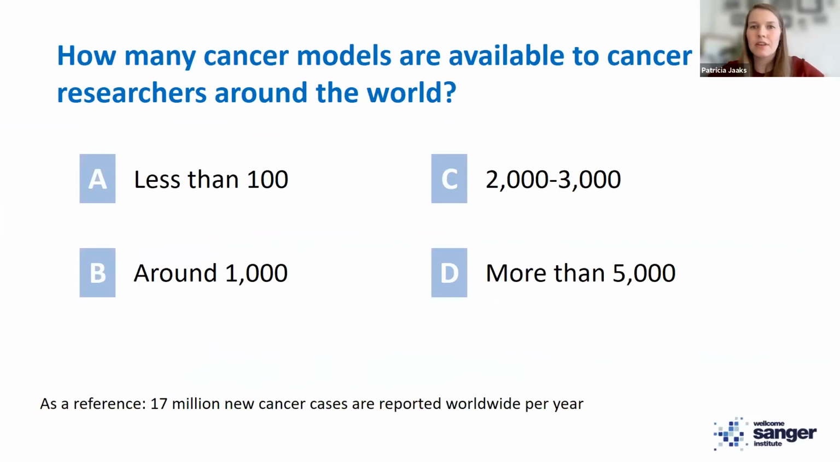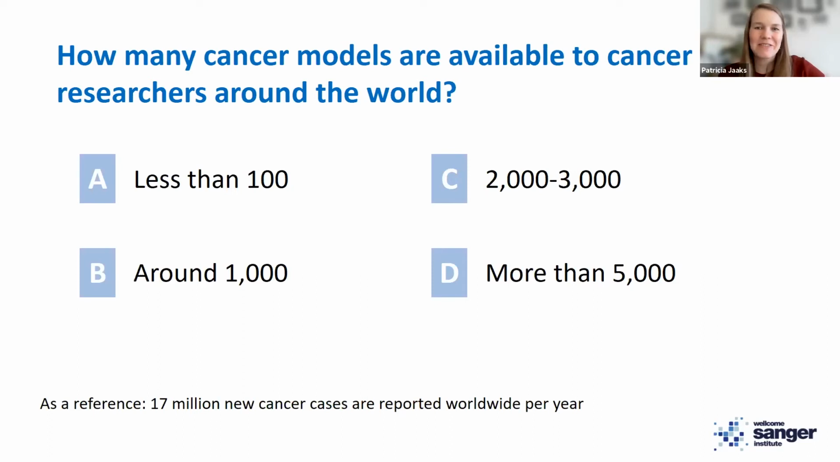And with that, I'd like to ping a question back to you straight away: how many cancer models do you think are available to cancer researchers around the world? As a reference, we have roughly 17 million new cancer cases every year. But you can see already from the answers, we don't have as many cancer models. So what do you think, how many do we have available roughly? It's very split across all four groups. It's constantly changing. I think the 2,000 to 3,000 is winning by 2 right now, but it's between around 1,000 and 2,000 to 3,000, but very split.